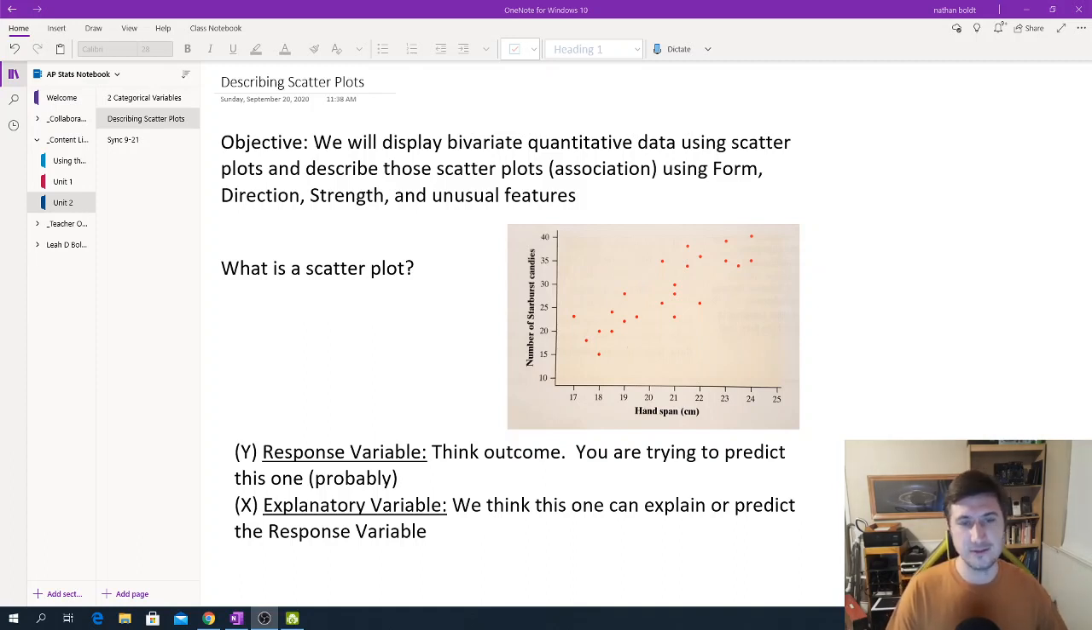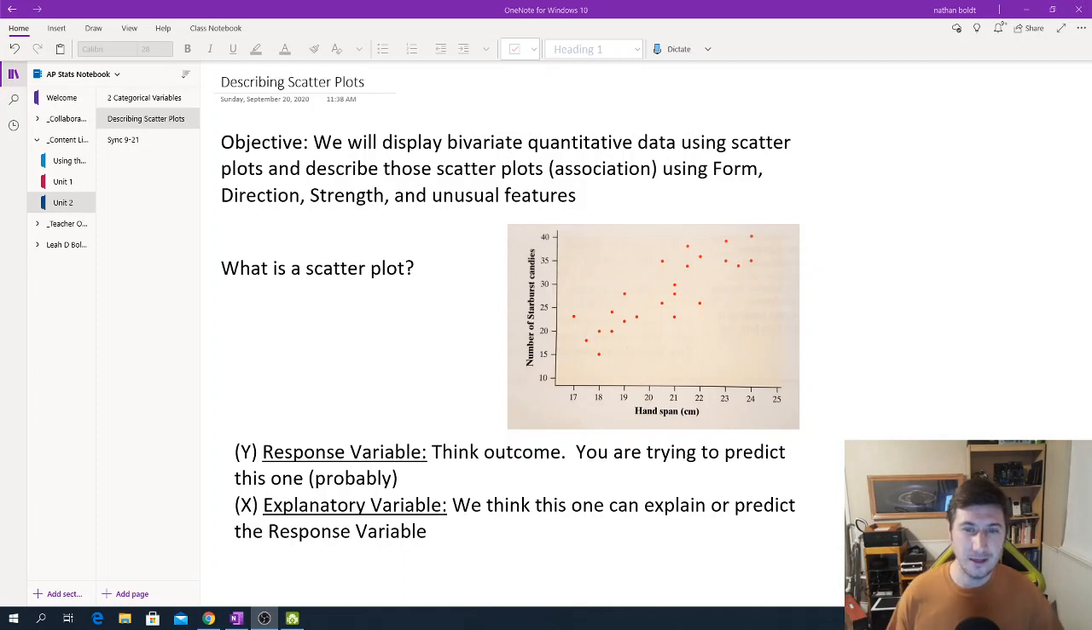Hello AP Statistics students. In this video we are going to be looking at displaying bivariate quantitative data this time. In the previous video we were looking at categorical variables. Now we're moving on to quantitative variables, and that's where we're going to be spending the rest of this unit. So we're going to be using scatter plots. We're going to be describing those scatter plots, their association using these four features: form, direction, strength, and any unusual features that we may see.